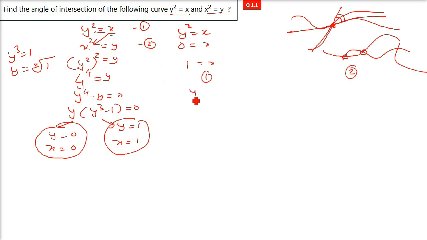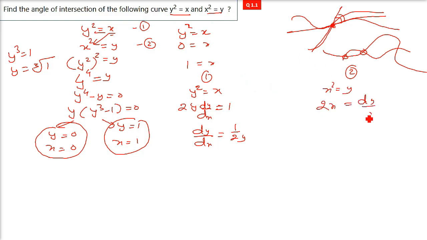So we have the first equation as y square equals x. We are trying to find the slope of the tangent now. Differentiating, 2y dy by dx is equal to 1, so dy by dx is equal to 1 by 2y. The second one is x square equals y. Just differentiate it. 2x equals dy by dx. One time we got dy by dx as 1 by 2y. One time we got dy by dx as 2x.